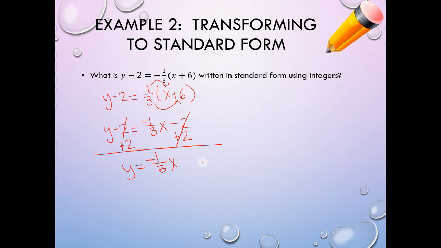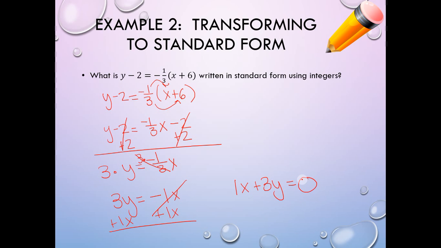Now, I want x and y on the same side, and I cannot have a fraction for a. So let's get rid of that fraction right away. I'm going to multiply by the denominator, so I'm going to multiply this by 3 and this by 3. So I'm going to get 3y equals negative, 3's are going to cancel. I'm going to be left with negative 1x. Now, x and y are not on the same side. That's my goal. So I'm going to add 1x to both sides. And we are going to get 1x plus 3y equals 0.